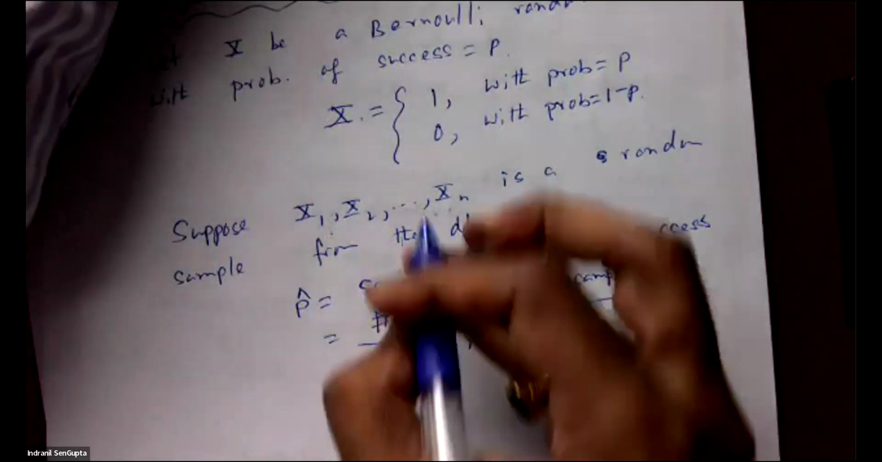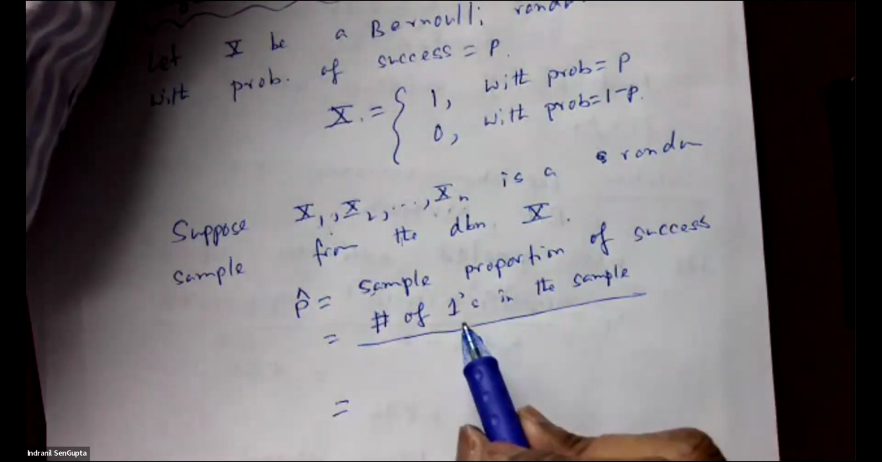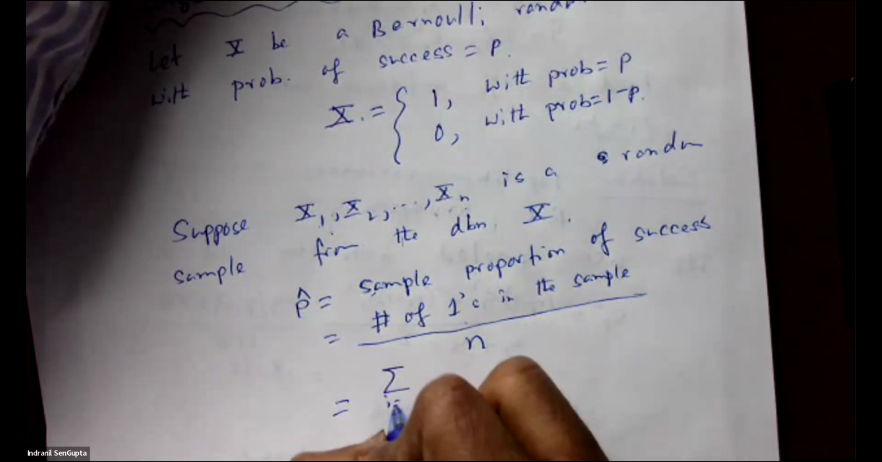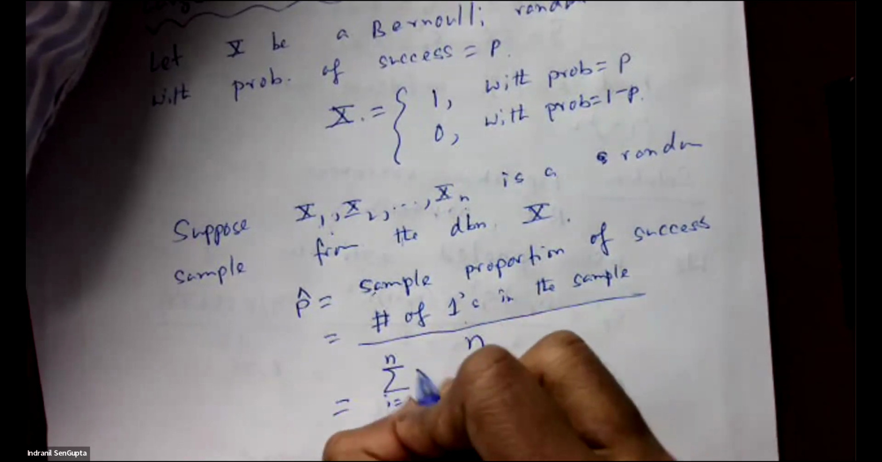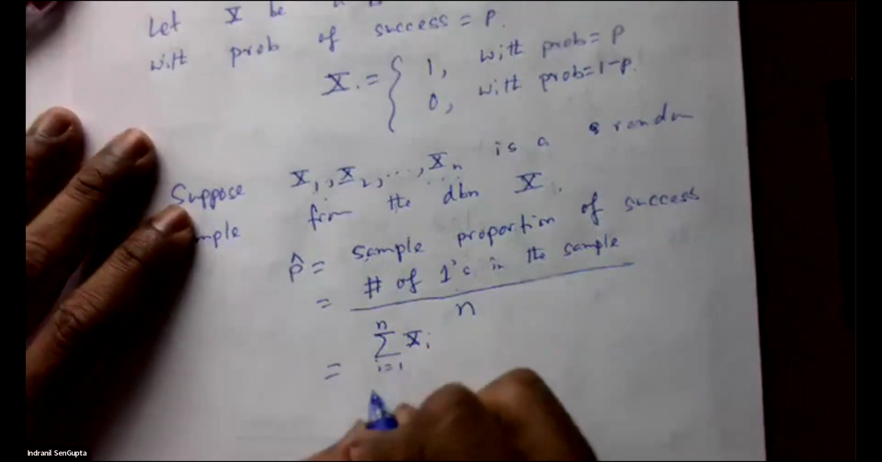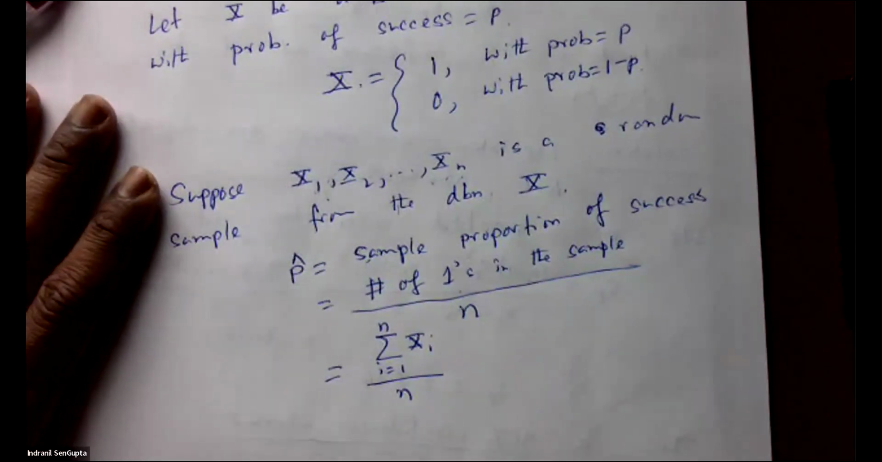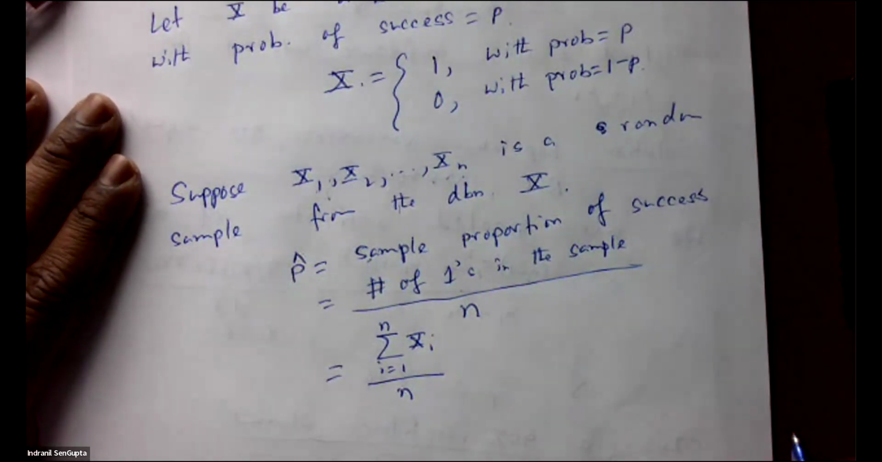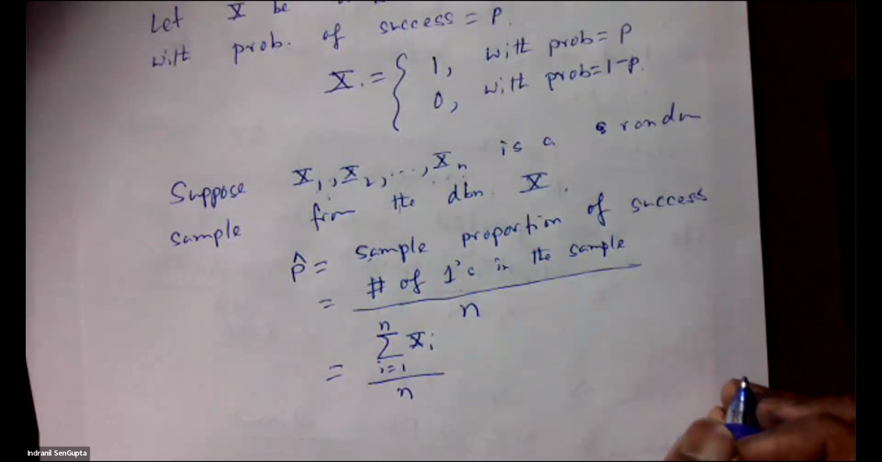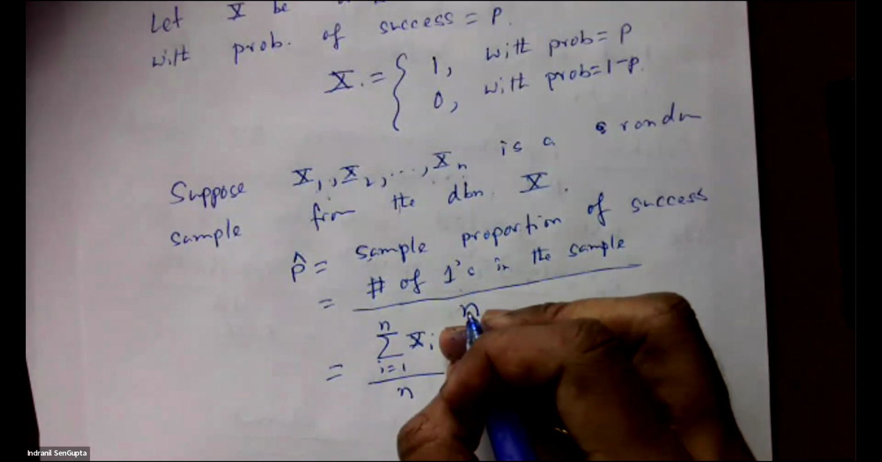Another way of writing this: remember, these numbers can be either 1 or 0, so only if it's 1 is it meaningful. So it's the summation over i from 1 to n of xi, where whenever xi is 1 it's picking up a number, otherwise it's 0, over n. So that's my p hat, the sample proportion of success. It's also called the sample average.